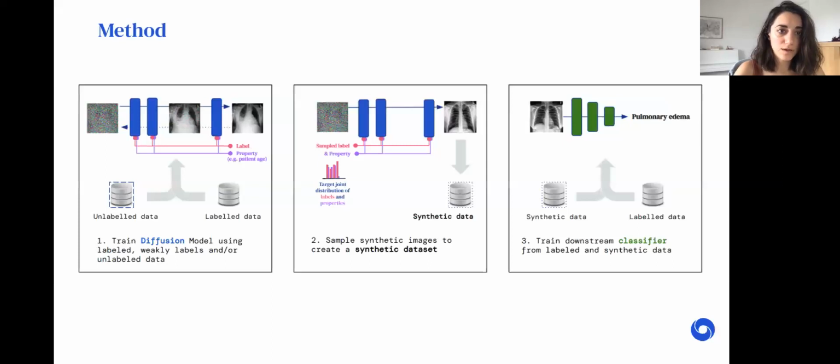So how does our method work? First, we train a generative diffusion model given the available labeled and unlabeled data. We assume that labeled data is available only for a single source domain, while we have access to additional unlabeled data that can be from the source domain, so in distribution, or out of distribution. But we don't have access to any labeled data out of distribution. We then condition the diffusion model either only on the diagnostic label, or on both the diagnostic label and the property that we care about, for example, hospital ID or sensitive attribute label.